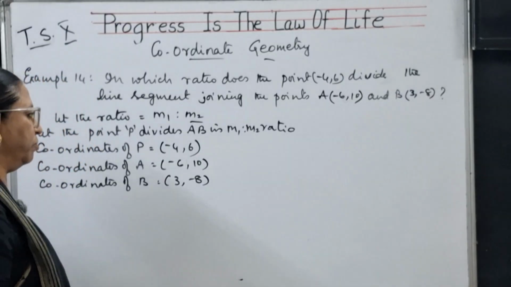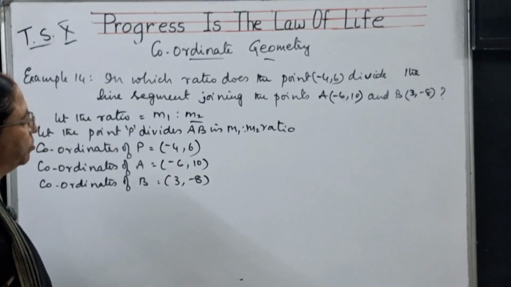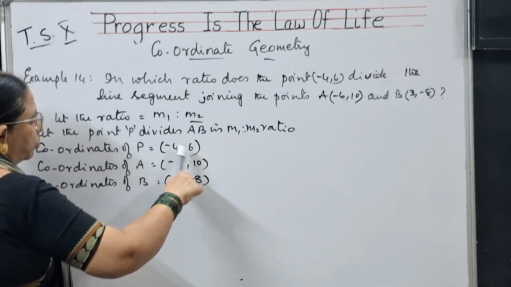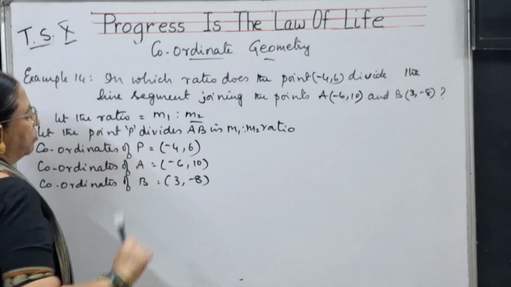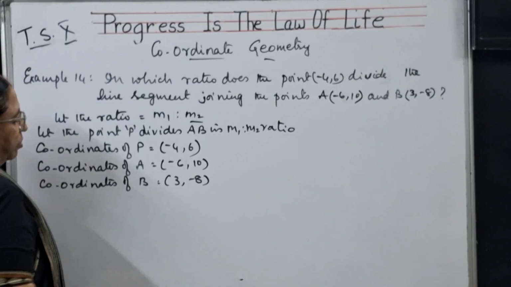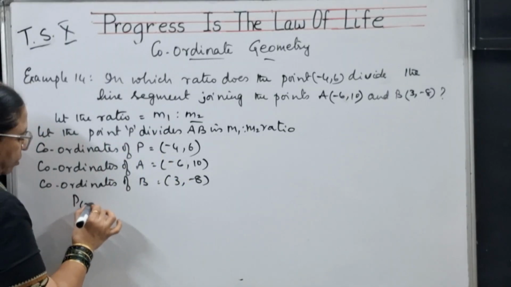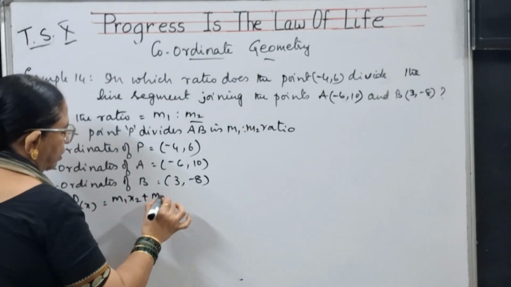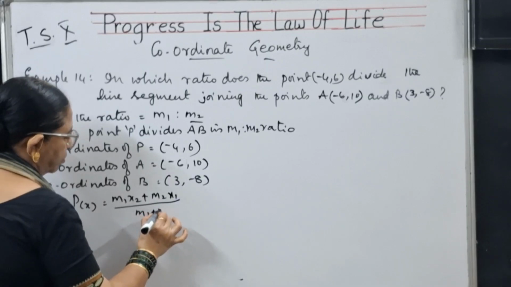P of y is m1 y2 plus m2 y1 by m1 plus m2. This formula we have to use. But here, since P coordinates are given, both, either you can take P of x or you can take P of y to continue the problem. So let me take P of x. So P of x formula is m1 x2 plus m2 x1 by m1 plus m2.